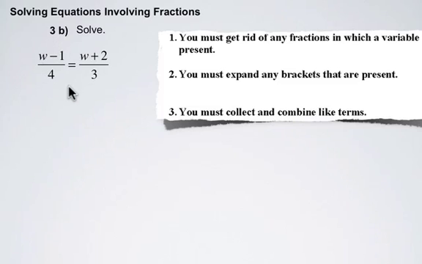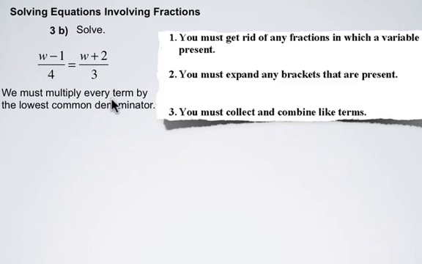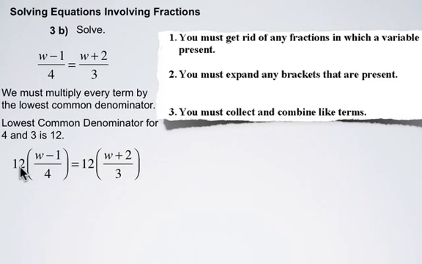So in this question, we're going to have to get rid of the fractions by multiplying every term in this equation by 12, and that's going to get rid of our fractions. And so the lowest common denominator is going to be, in this case, 12. And so the first step will be 12 times the left side as well as 12 times the right side of the equation.